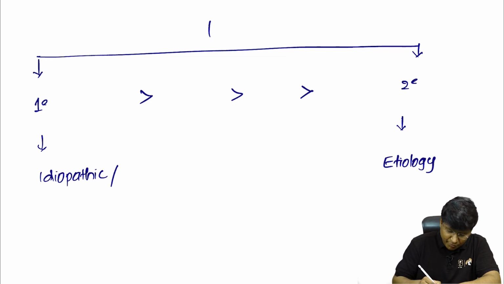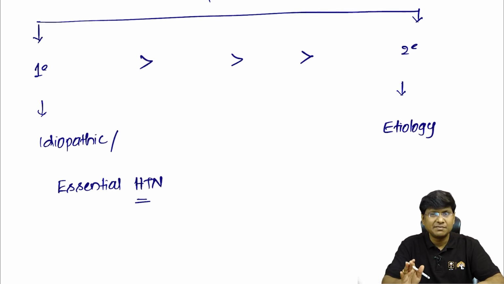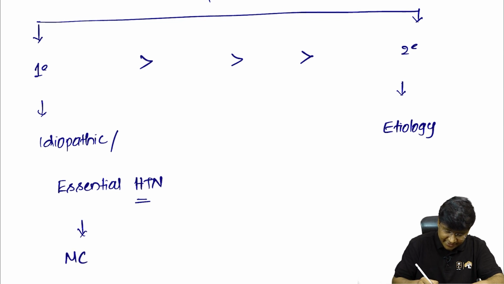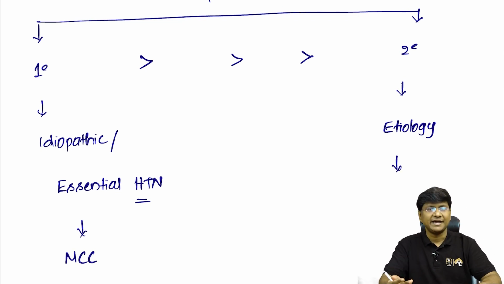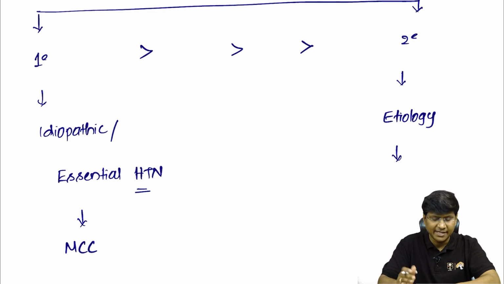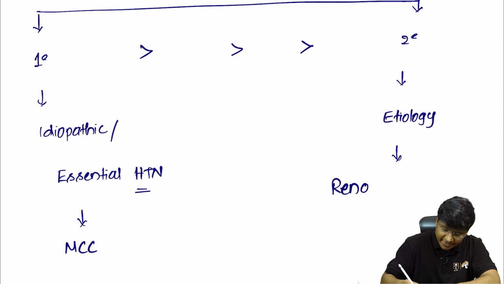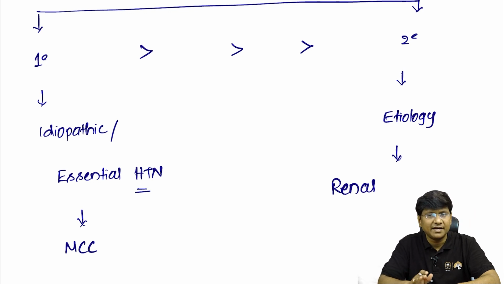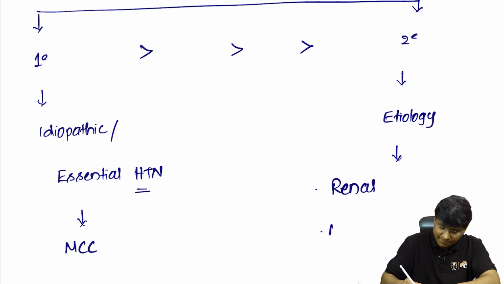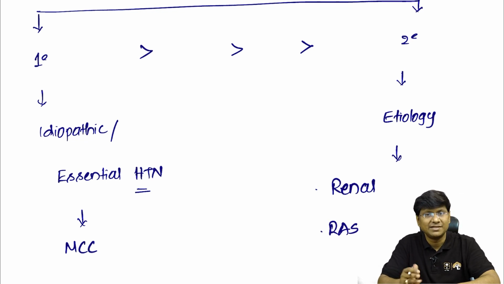So idiopathic hypertension, which is also called essential hypertension, is the most common cause for the development of hypertension. Whereas secondary hypertension, the most common cause will be renal parenchymal pathology. This includes glomerulonephritis, polycystic kidney disease, and obstructive uropathies. The other important etiology will be renal artery stenosis, which includes fibromuscular dysplasia or atherosclerosis.